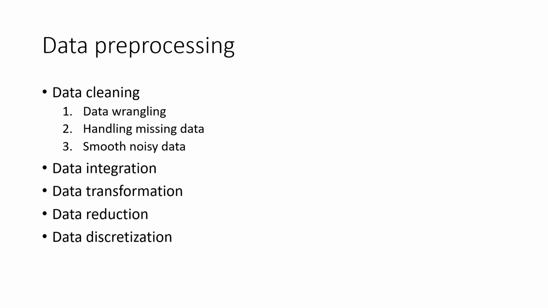Broadly, we can put data cleaning into 3 different types. Number 1 is data wrangling, number 2 is handling missing data, and number 3 is smoothing noisy data. So what is actually data wrangling? Sometimes we call it munging. Data wrangling or munging are the same thing. Okay?